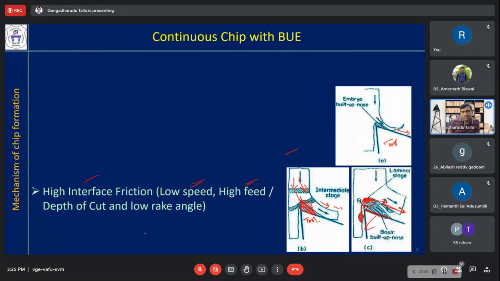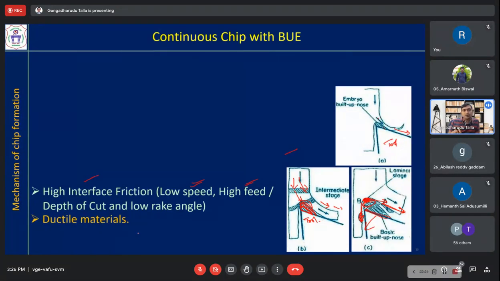A low rake angle is also one of the reasons. If the rake angle is low, the amount of force exerted by the tool on the workpiece is high because the tool is not sharp, not thin. So if more force is acting, it will crush the material in front of the cutting edge, or compress the material. So the material will go into the plastic state.